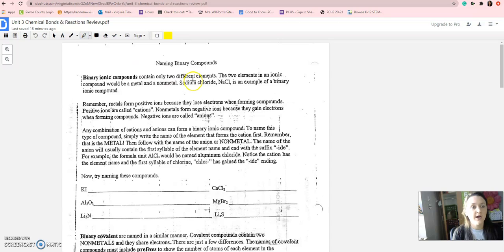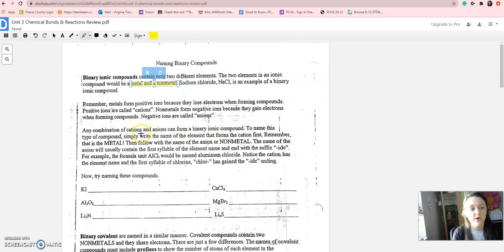So the first thing I'm going to do is highlight a few key points about ionic compounds. Remember, binary just means two elements. So they contain two different elements. Two elements in an ionic compound would be a metal and a non-metal. So for example, sodium chloride, or your table salt, is an ionic compound because it is a metal and a non-metal. So metals form positive ions because they lose electrons, and positive ions are cations. Nonmetals are the anions, and they gain electrons when they form compounds. So a combination of a cation and anion can form this ionic compound.